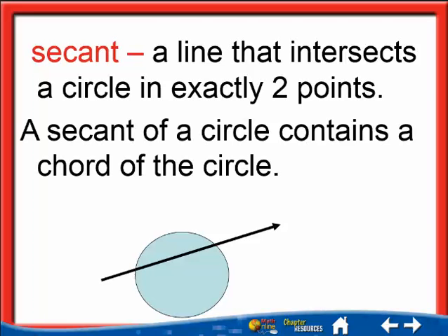Do you remember what a tangent was? A tangent, remember, touched the circle at just 1 point. So it would have been totally on the outside of the circle, touching like right here. But a secant goes through the circle. Know the difference between those two terms.